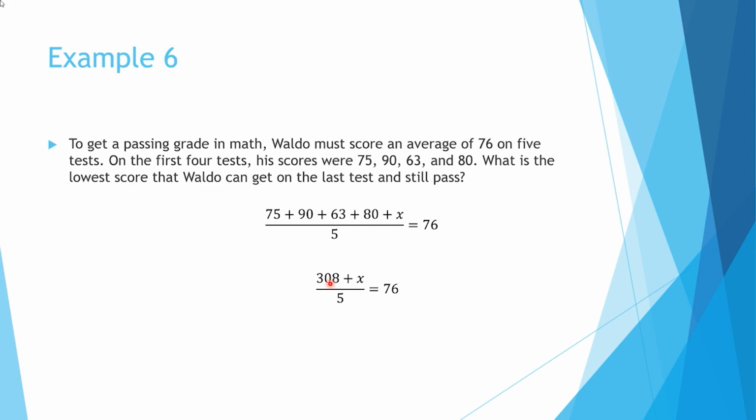is, looks like, yeah, you can add all these numbers up and you get 308 plus x over 5. Now you can get rid of the 5 by multiplying both sides by 5. You get 308 plus x equals 380. Then subtract both sides by 308 and you get x equals 72. So the lowest that he can get on that test and still pass is 72.